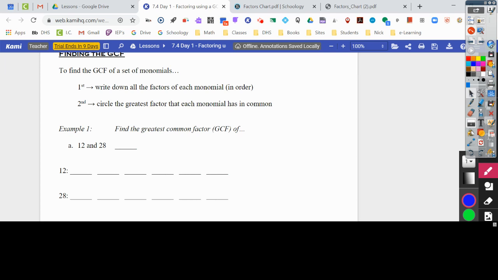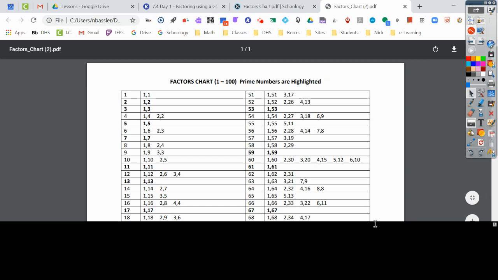So we're asked to, in example 1 here, find the greatest common factor, or GCF, of 12 and 28. As you can see here, we've got our 2 numbers, 12 and 28. And there are some lines here. This is going to tell me how many factors there are. For the number 12, there are going to be 1, 2, 3, 4, 5, 6 different factors. And to find what those factors are, we can look on this chart here.